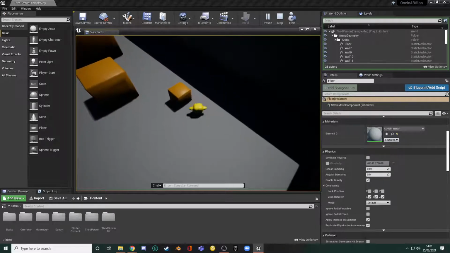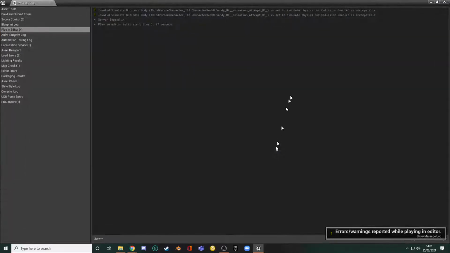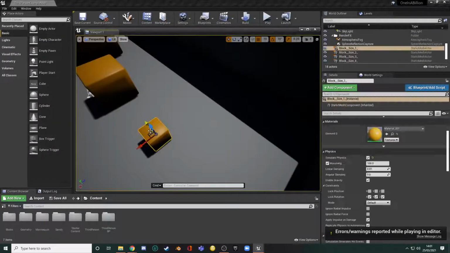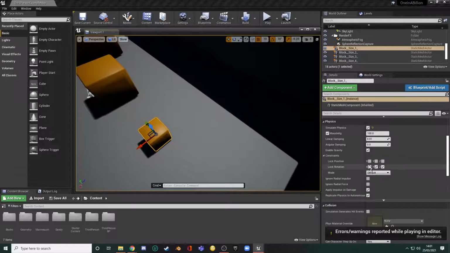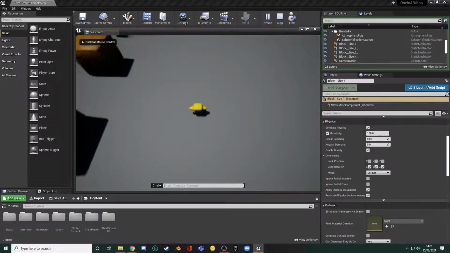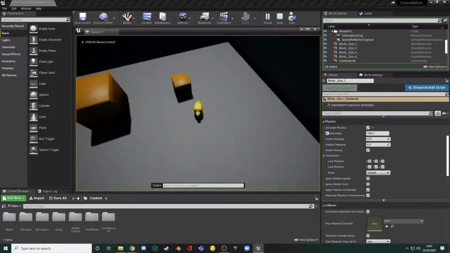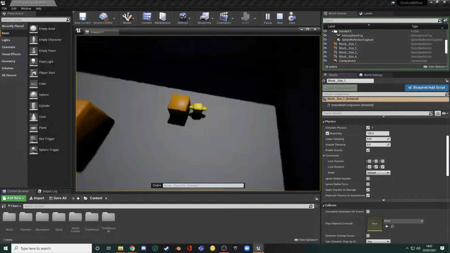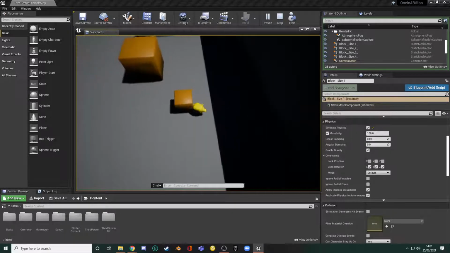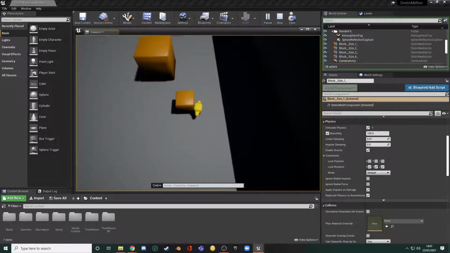Another thing that I did was to lock the rotation of the object X, Y and Z, so it won't roll or spin or anything like that. It just moves in a very linear way. So if you're on one side, then it will just push that way. It won't push diagonally.